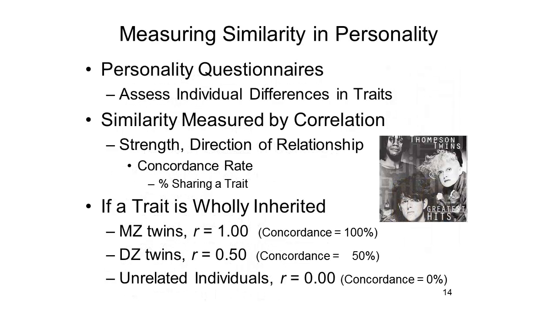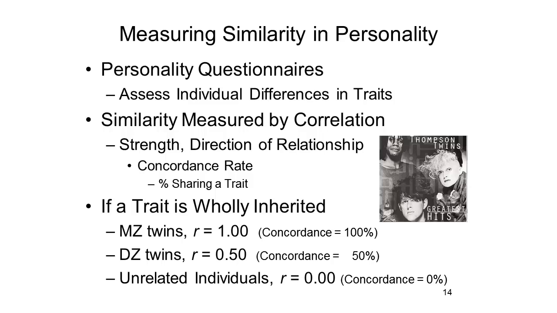The usual technique in twin studies of personality is to administer some personality questionnaire, like the NEO Personality Inventory, to a large sample of monozygotic and dizygotic twins, thus obtaining scores representing each individual's standing on each personality trait measured by the questionnaire. Then we measure the similarity of the twins on each trait by means of the correlation coefficient. You'll remember that this is a statistic that summarizes the direction and strength of the relationship between two variables. For example, between extroversion in one twin and extroversion in the other.